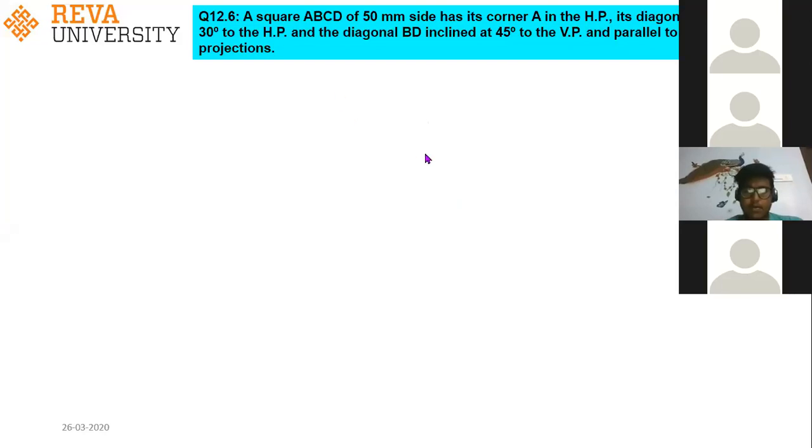A square ABCD of 50 side has its corner A on HP, its diagonal AC inclined at 30 degree to HP and diagonal BD inclined at 45 degree to VP and parallel to HP. Draw its projections.